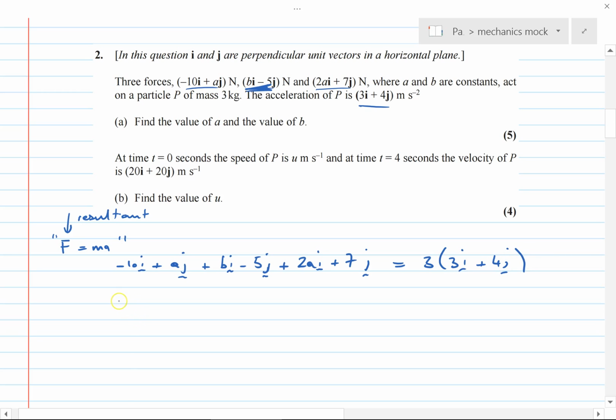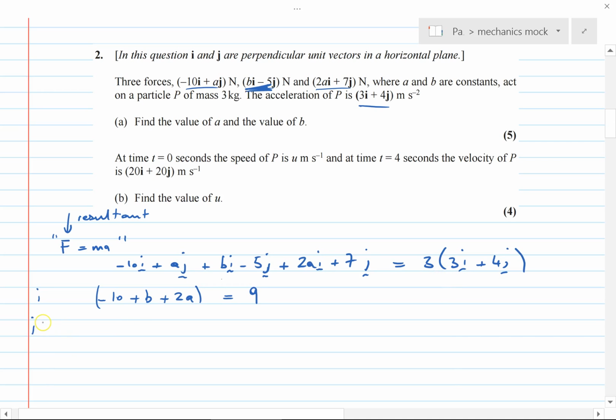If I collect the i's and j's together, I get minus 10 plus b, for that one, plus 2a, for that one, equals 9. That's just collecting the i component together. That one plus that one plus that one must be equal to 9.